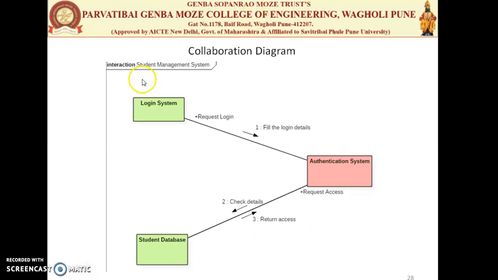So let's see some examples. First is the collaboration diagram for the student management system. Now here you can see three objects, three classes. First is the login system, second is the authentication, and third is the student database. So the login request has been sent. The first message is the message with solid line, solid arrow tip.